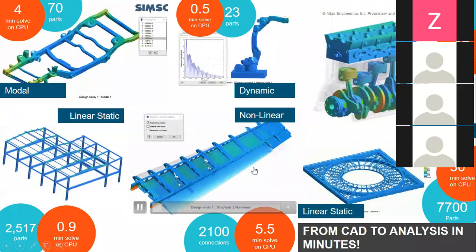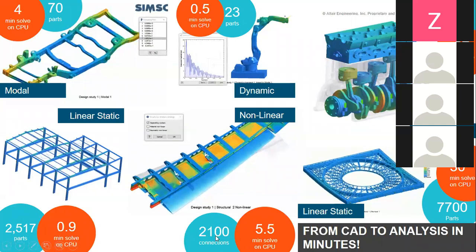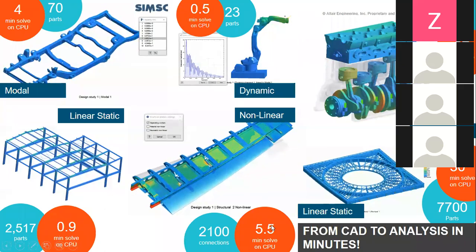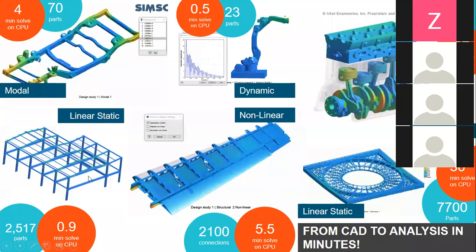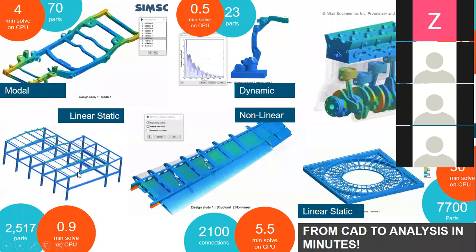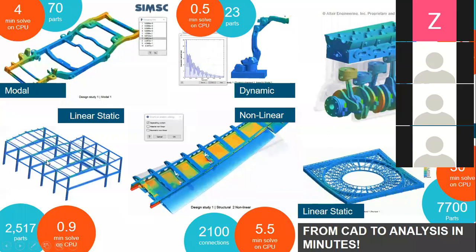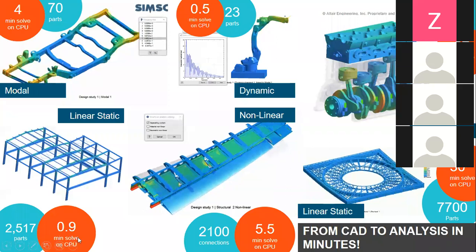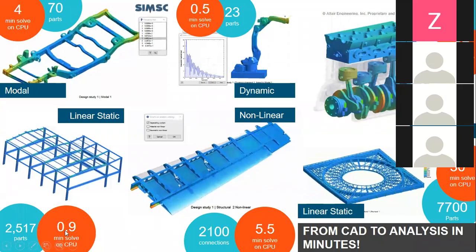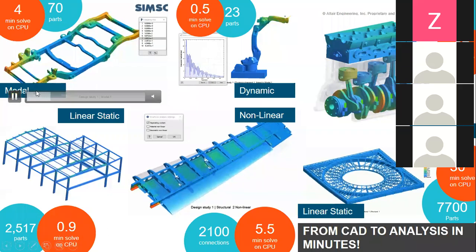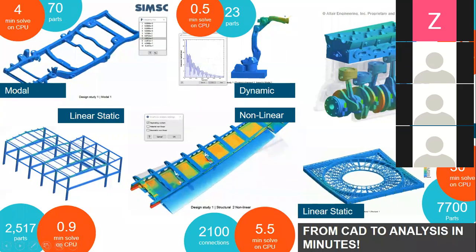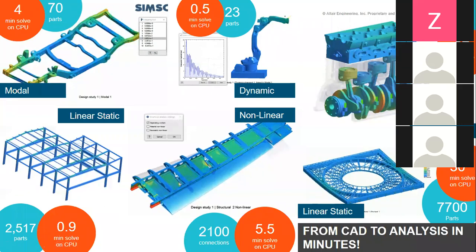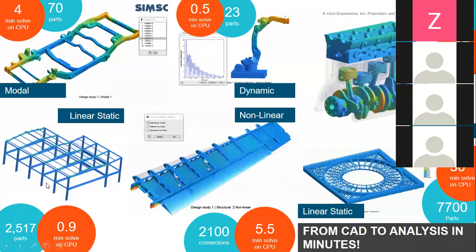Basically, this is the example of the aircraft wing. It has 2100 connections and was done in 5 minutes. And this assembly is for the SPM, special purpose machine. It has around 2500 parts. So now you can check the time for the solution. And this is the model, this is dynamic, this is the non-linear, this is another modal analysis. Modal analysis is basically used to predict the resonant frequency of your component. Linear static, linear static.